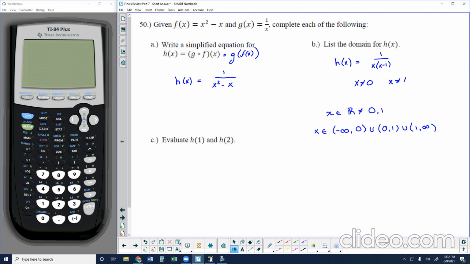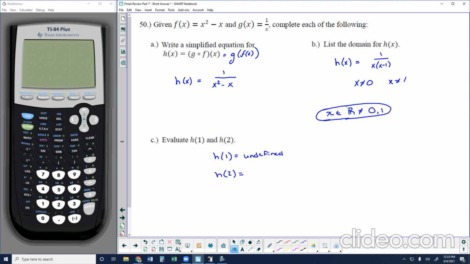Now we want to evaluate h of 1 and h of 2. Well, we know that h of 1 is undefined because that is part of the domain restrictions. If we go back to the domain here, and I'll focus less on the interval but more on the expression that we wrote, any number would work except for 0 and 1, so I cannot substitute in 1. If I do want to find h of 2, I can do that through substitution. So this would be 1 over 2 squared minus 2. 2 squared is 4, minus 2 is 2, so 1/2. You could also substitute that in via the calculator to simplify.